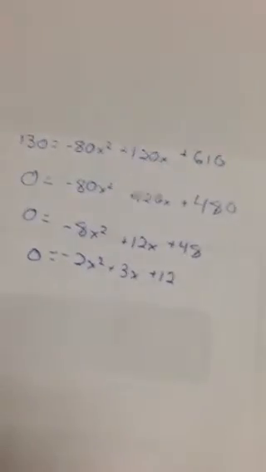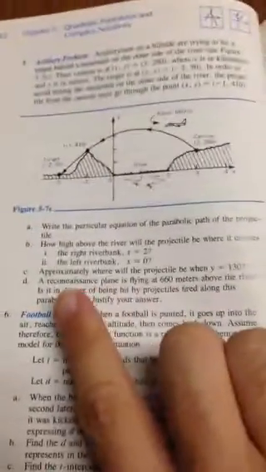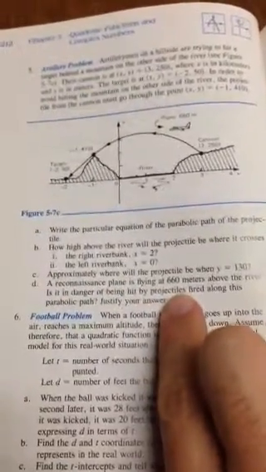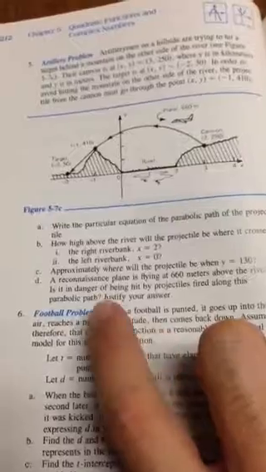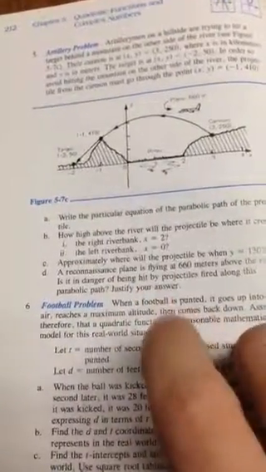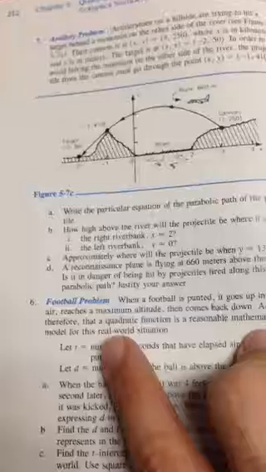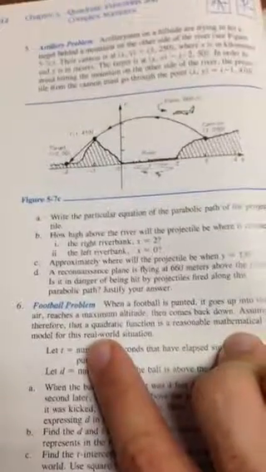The last one I really want to talk about quickly, because I know you guys know how to do the quadratic formula, is the reconnaissance plane flying at 660 meters. It wants to know if it's in danger of being hit. In order to know whether it's in danger, you have to see if it's possible for the projectile to go that high. So you either plug in 660 and use the discriminant, or you could find the vertex and see if it went that high.